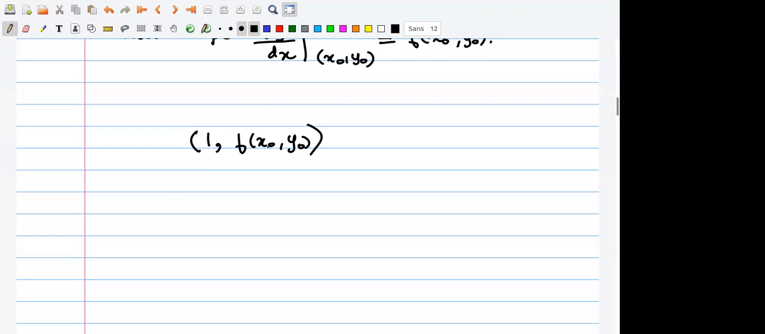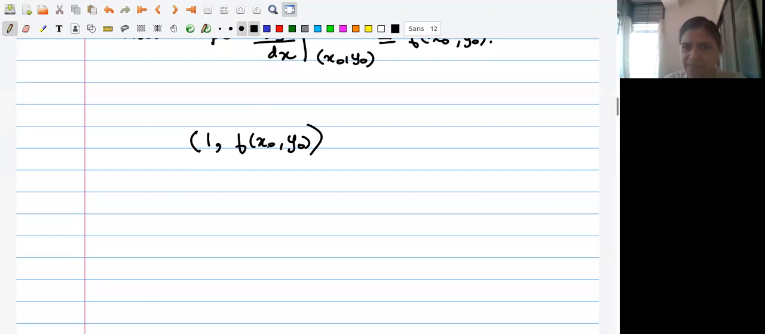Let's look at this vector 1 comma f, let's fix x naught y naught. So the x coordinate is 1 and the y coordinate is f of x naught y naught. So then what will be the direction given by this? f of x naught y naught, correct? Yes, ma'am.